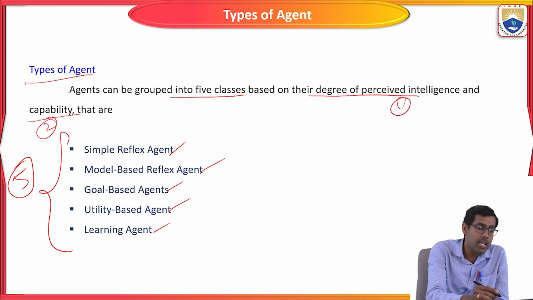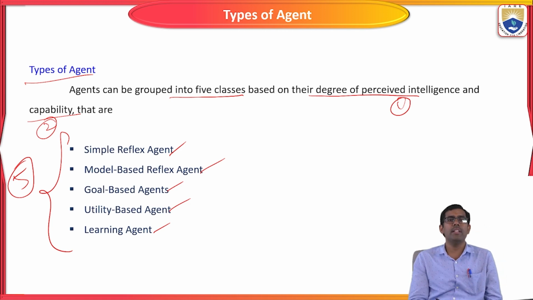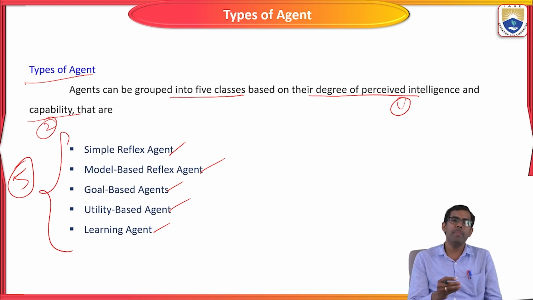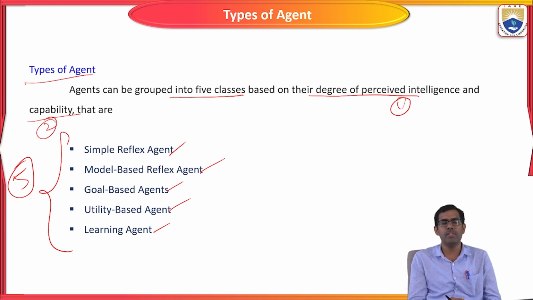The first is the simple reflex agent. The name itself carries the meaning: a simple reflex agent. Based on a simple problem statement, when we are going to give a simple task to the agent or some AI machine, we will go for the simple reflex agent.